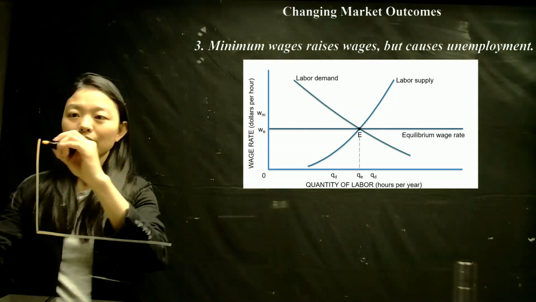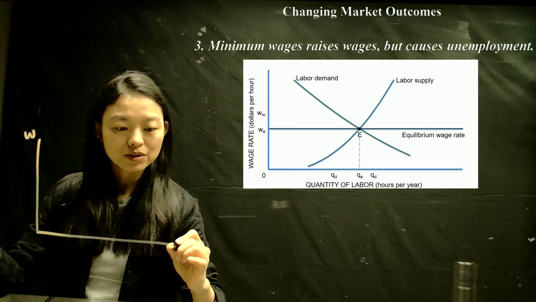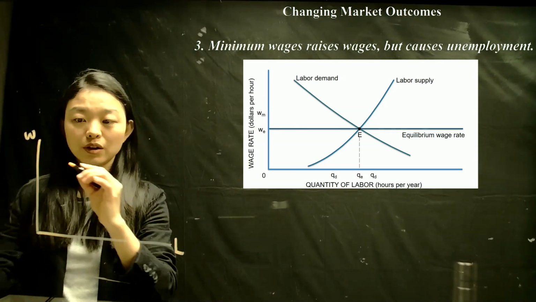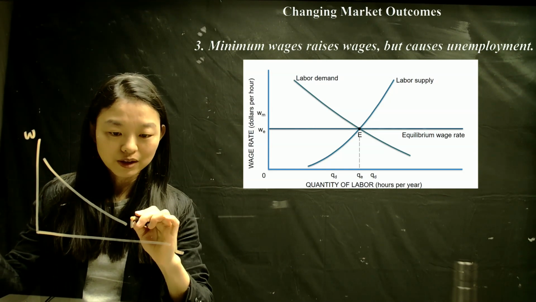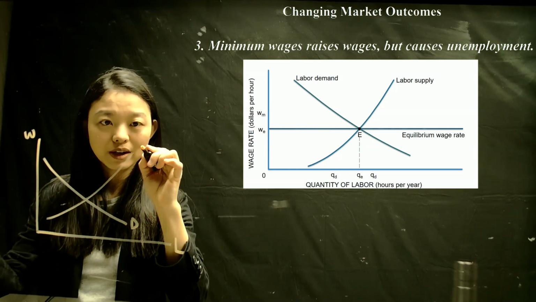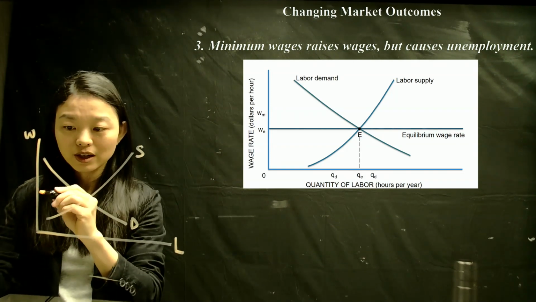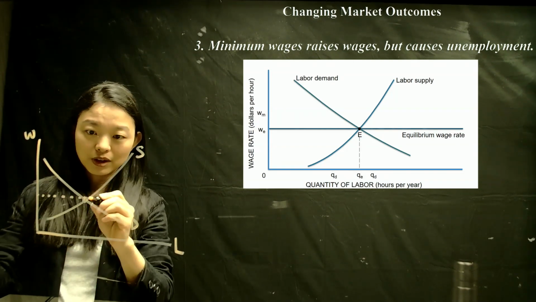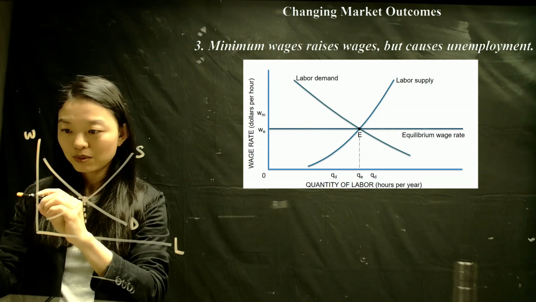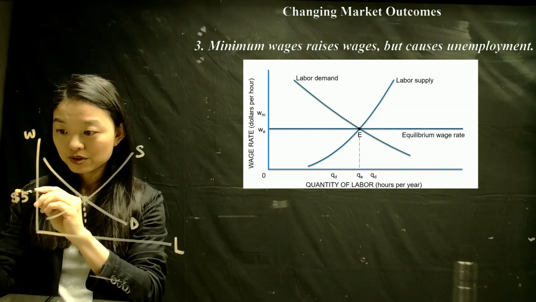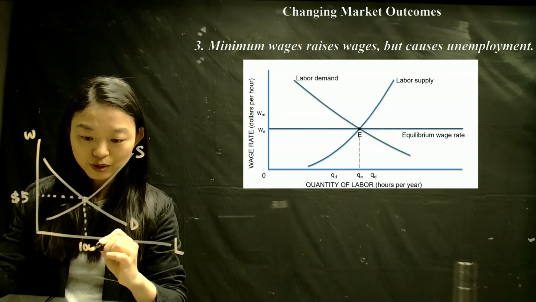Similar to this graph, I treat this as wages. This is the labor quantity. We have a demand curve and a supply curve. They intersect at this point, and this point is the equilibrium wage. If I assume maybe $5, then maybe 100 people will be hired.